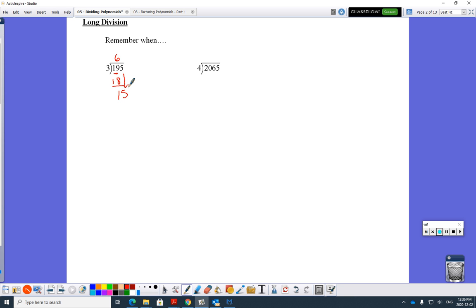Then you just do it again. That's the whole procedure. See how many times 3 will go into 15? 5 times. Multiply the 3 and 5 is 15, and subtract to get 0. This one happened to have remainder 0. There's no reason it should have remainder 0. I just picked one off the start that had remainder zero.